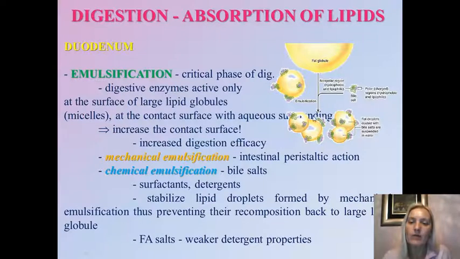And now, when we have a huge number of those small lipid droplets, we actually increased the contact surface, and we exposed a large amount of lipid molecules to the action of digestive enzymes. So the efficacy of digestion significantly increases. Apart from bile salts, fatty acids can also exhibit certain detergent properties, but those properties are much weaker compared to the efficacy of bile salts.